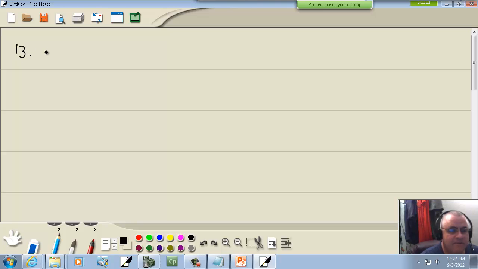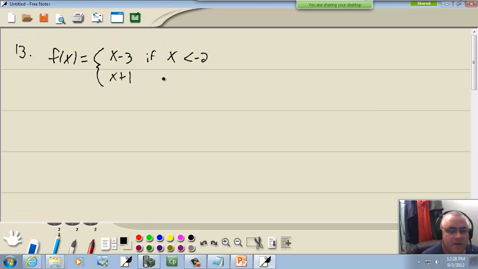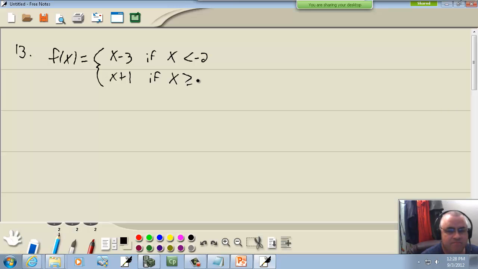This is a graphing one. Got f of x is equal to x minus 3, x plus 1. And this one looks like that when x is less than negative 2. It looks like this when x is greater than or equal to negative 2. And this is graphing piecewise functions.